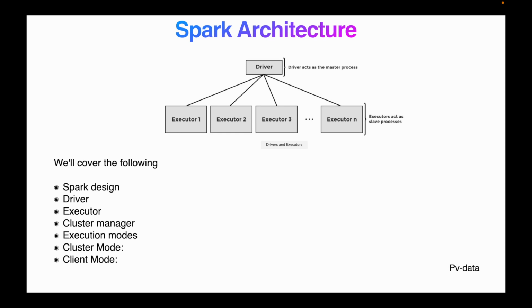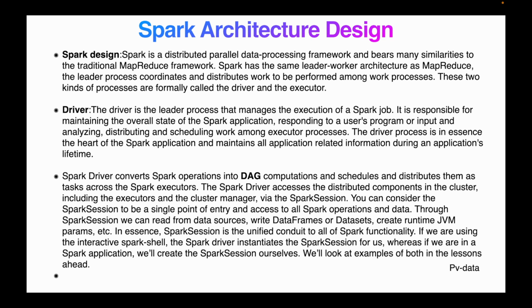Architecture. So Spark architecture basically consists of a driver and executors. The driver acts as a master process, and the executor acts as a slave process. It's like MapReduce. We are going to cover what the Spark design is, information about the driver, what a Spark executor is, the cluster manager, and execution modes, for example cluster mode and client mode. So let's start with the Spark design.